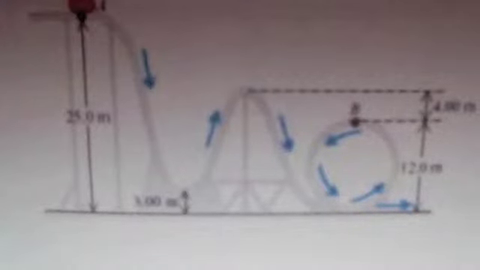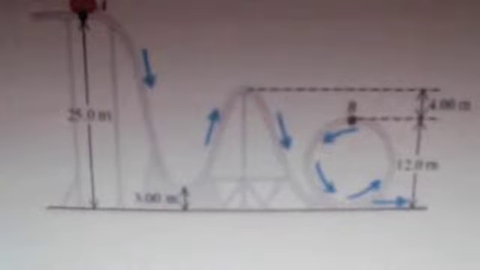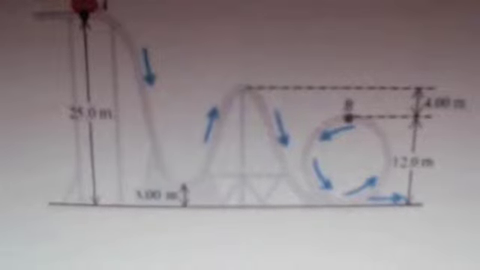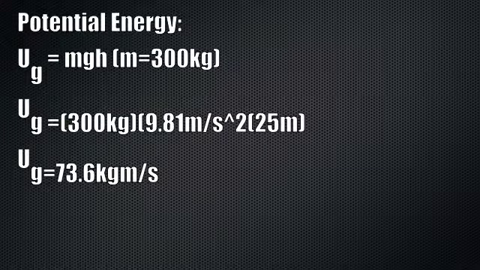In order to find the potential energy of a coaster at one drop, you would need to find the mass of the coaster and the height from which it is dropping. Let's say the mass of the coaster is 300 kilograms, and referring to this picture, the height is 25 meters. Then multiply the height and mass by gravity, which is 9.81 meters per second squared, and the answer will come out to be 73.6 kilograms meters per second.